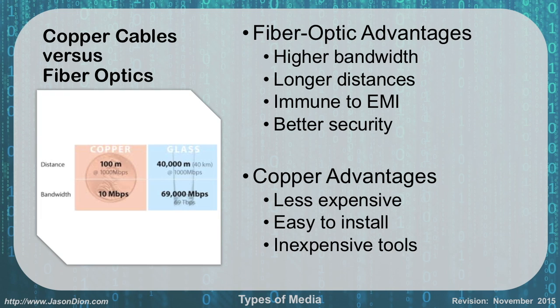So copper versus your fiber optics. Fiber optic has the advantage by having bigger bandwidths, much higher bandwidths. They can cover longer distances. There is no EMI issues to worry about, and there is better security.